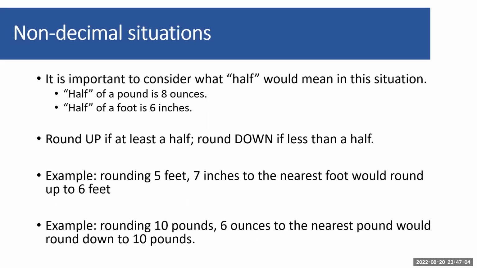If you were rounding 10 pounds 6 ounces to the nearest pound, even though that 6 is bigger than 5, remember it's what makes a half that's important. So 6 ounces is less than half of a pound. So this would actually round down to 10 pounds. This is where science people would say, hey, the metric system's so much better because it's based on 10, and you don't ever end up with this garbage.